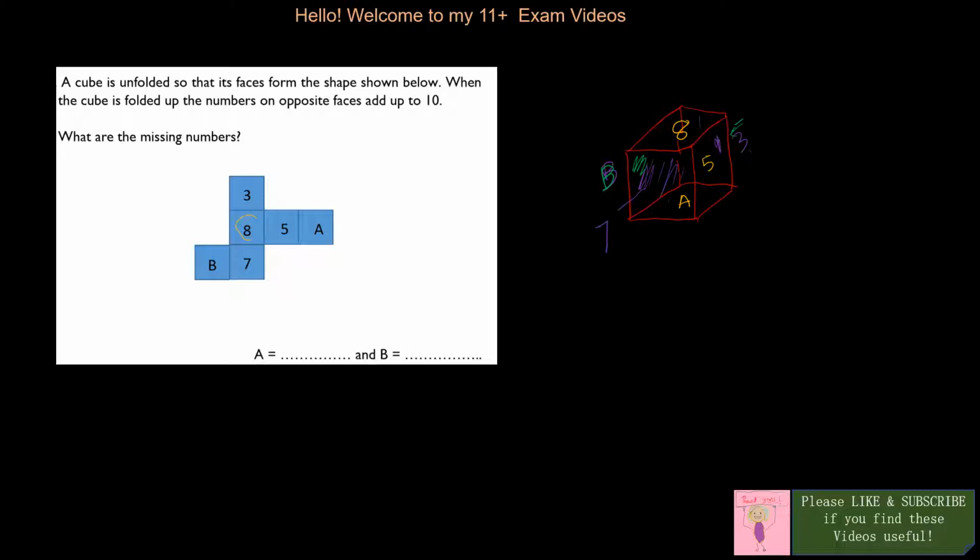So they are saying the numbers on the opposite face add up to 10. So 7 and 3 have to be opposite, and that's the clue, so that it has to be 10. So 7 and 3 are 10. 8 plus A is 10. So A is 2, and B plus 5 is 10. So B equals 5. So A is 2, B is 5. Okay, that's how we do it.